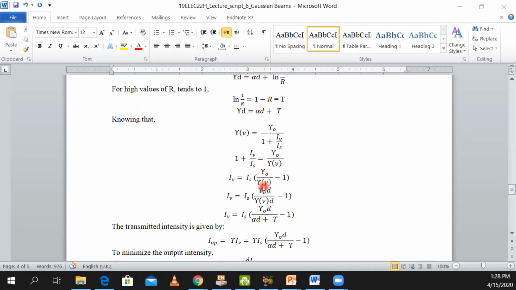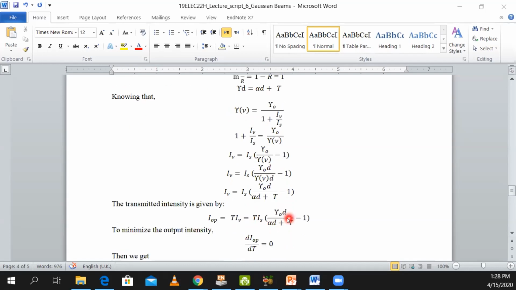If you multiply these two terms by D up and down, and then you have gamma naught D on the denominator, you already have an equation for gamma D, which is alpha D plus T. Then you substitute it here. Then you have the intensity equal to the saturation intensity multiplied by gamma naught D over alpha D plus T, minus 1. Okay.